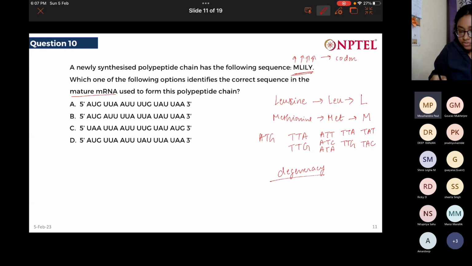Then you have to just check the options which match this sequence. This is 5 prime to 3 prime only. Translation happens in the 5 prime to 3 prime direction, and you have to find the mRNA sequence in 5 prime to 3 prime. So this sequence is already in 5 prime to 3 prime. You don't have to worry about that.